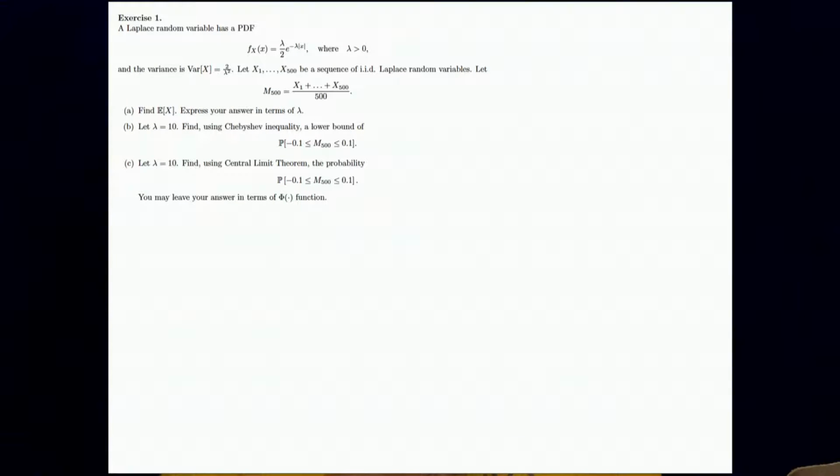Here is the example, the Laplace random variable and its PDF. And we give you the variance of X. Suppose X1 to X500 are a sequence and it's IID, and M500 equals the average of X1 to X500. First, find the expectation of X.